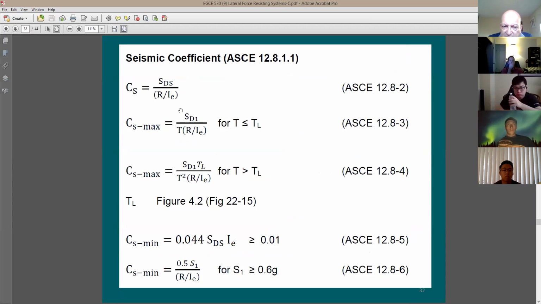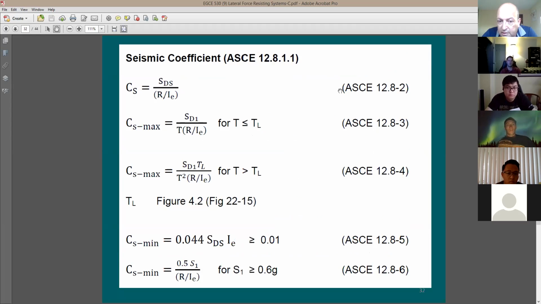So where does this I sub E come into the picture? I'm going to go back here and look at my equations. When you look at it, it says C sub S is equal to S sub DS over R divided by I sub E, meaning the seismic importance factor is actually a multiplier times S sub DS in all the equations.